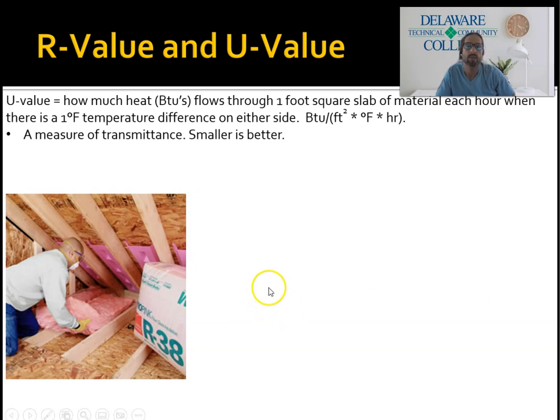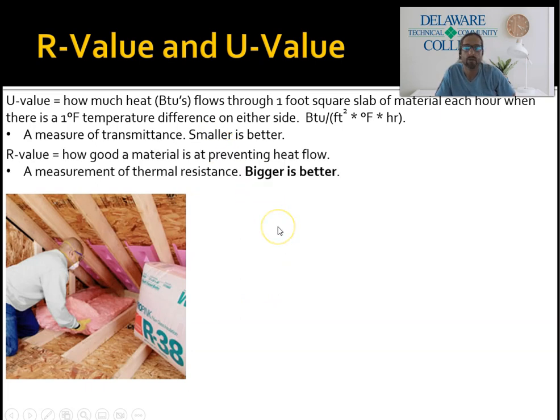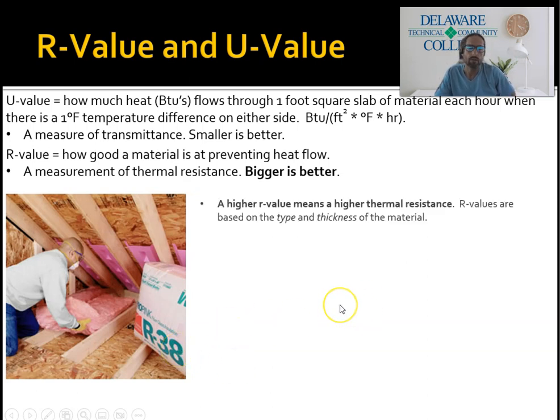So let's look at how that's related to R value. So remember, U value is a measure of transmittance, and smaller is better. R value, on the other hand, is a measure of resistance. So bigger is better. All else being equal, you want to have a higher R value, right? So in this image, the gentleman looks like he's installing R38. That's going to be about twice as good as R14, right? And so normally in an attic, we want to have about R48. But anyway, as R value increases, it means you're more resistant to heat flow.